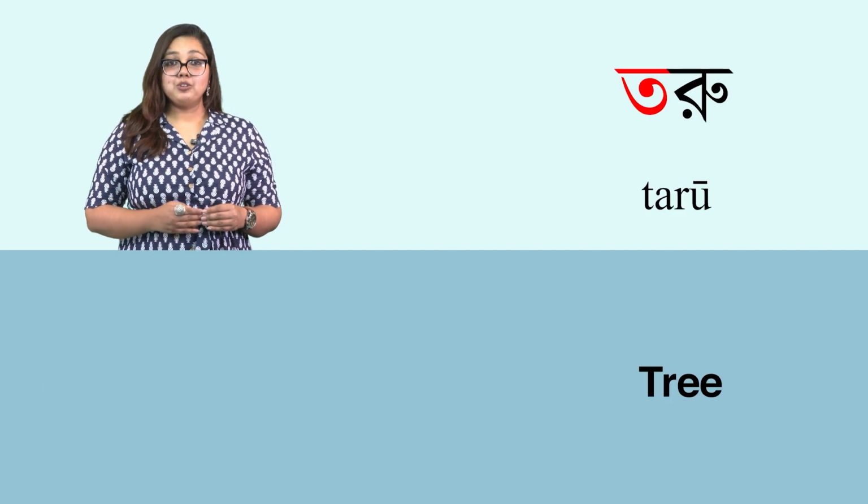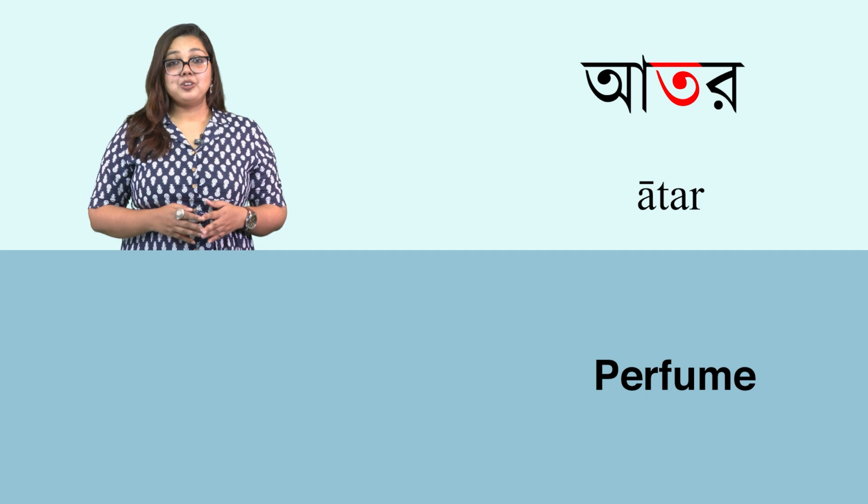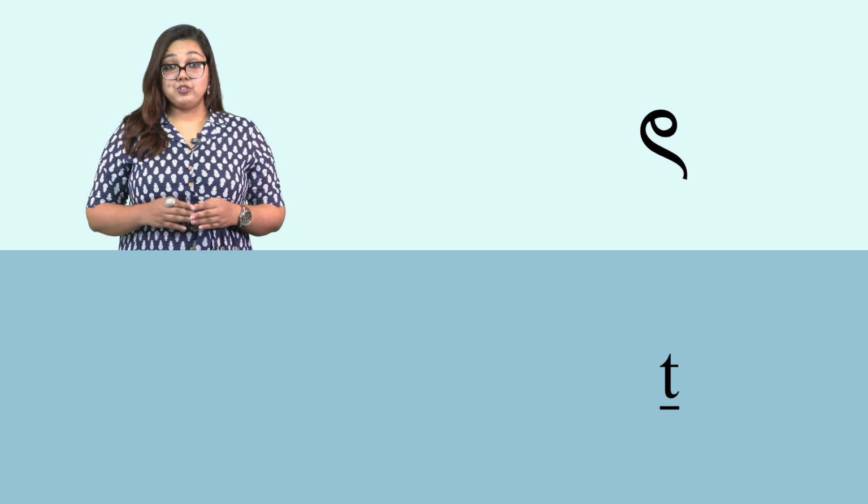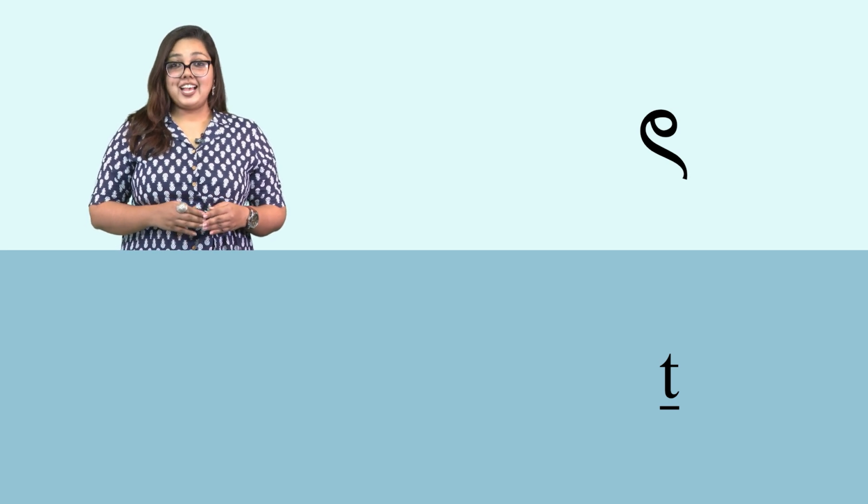This letter can occur word initially, such as in toru, which means tree, word medially in ator, which means perfume, and word finally as in modot, which means support. It has a reduced version called khondotta, which is also considered as another Banjan Borno. You will come to know more about it later.